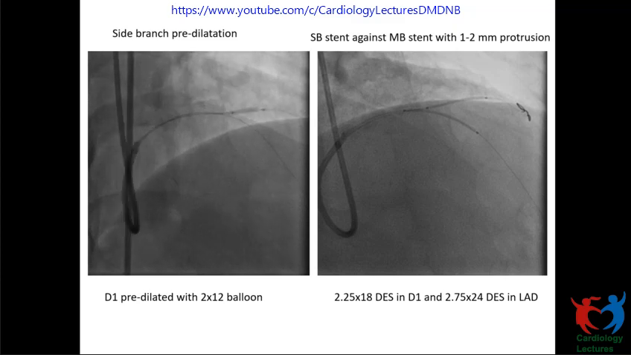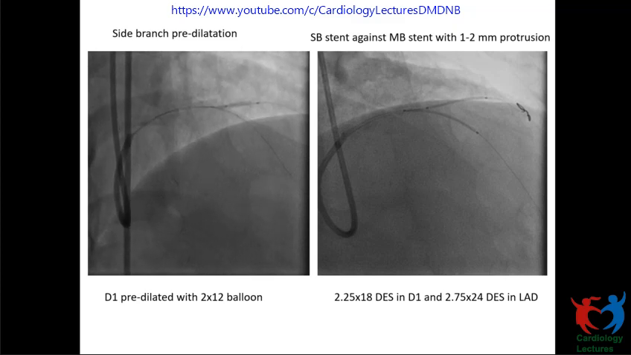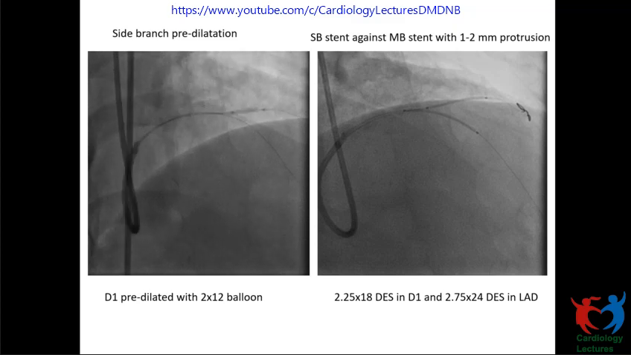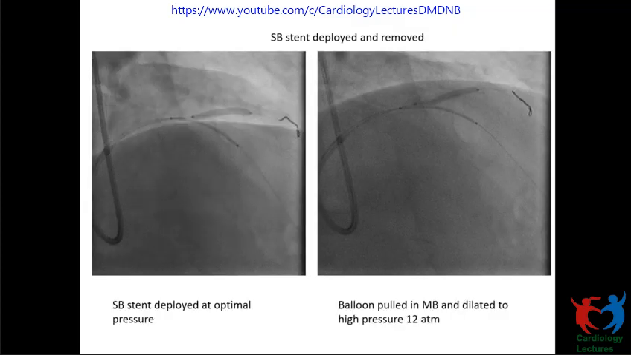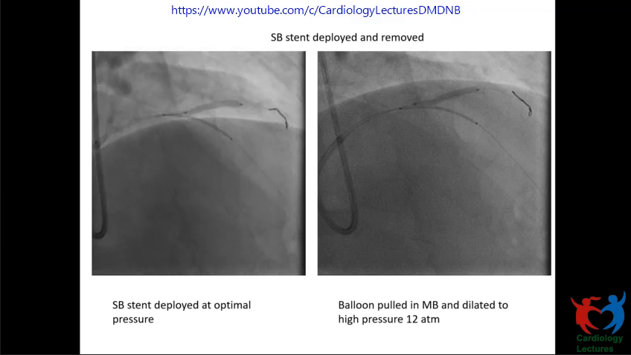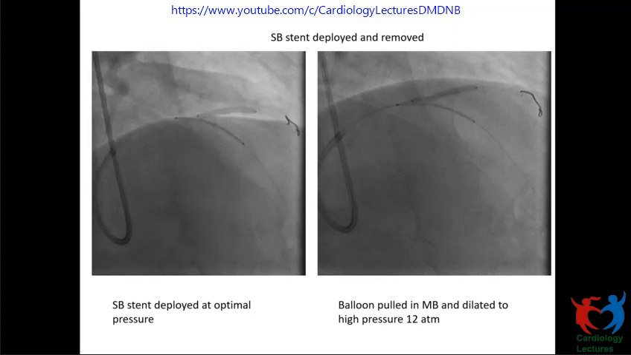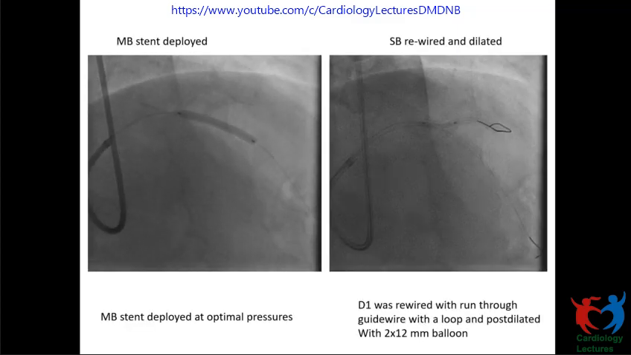So a 7 French femoral approach, and both the vessels are wired, and pre-dilatation of the diagonal was done with a 2x12 balloon. Then we advanced the 2.25 into 18 stent in the diagonal across a 2.75 into 24 stent in the LAD. The side branch stent was deployed against an uninflated stent in the LAD, and then it was pulled back and partially dilated to high pressures at 12 atmospheres. Then the whole balloon system was removed after checking, and the main vessel stent was deployed.